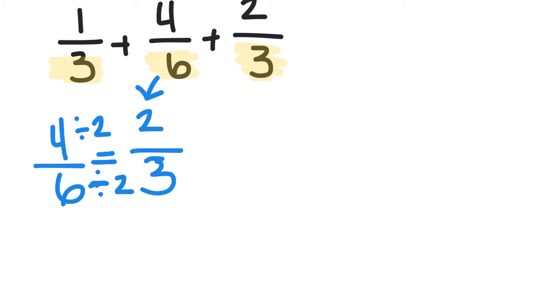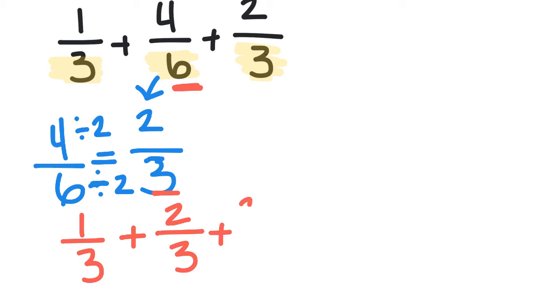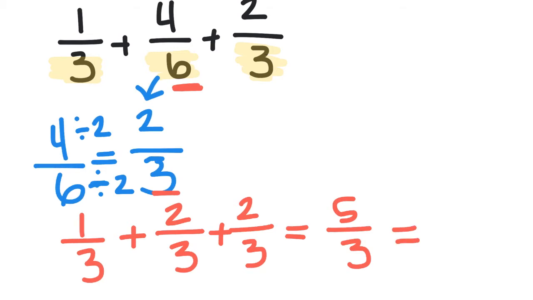I'm going to rewrite my fraction equation. So I have 1/3, that one didn't change. Instead of 4/6, I'm going to write 2/3, so 1/3 plus 2/3 plus 2/3 again. I can add my numerators together. 1 plus 2 is 3, plus 2 more is 5. So I have 5/3. However, look at that answer. 5/3 is an improper fraction. I cannot leave my answer that way. I must turn it into a mixed number.